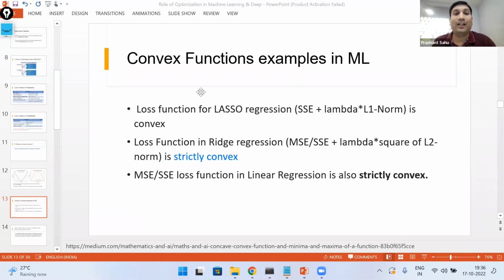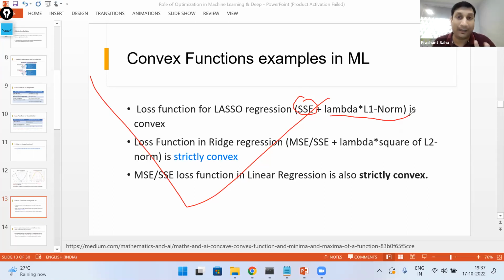Okay, so some convex functions used in machine learning. The loss function of your lasso, as we discussed some time back, this is how the plot of that loss function mostly looks. That is your sum of the squares of the error terms, and this is the penalty term. That is a convex function because it does have a minima, but it is not strictly differentiable, but we can still minimize.